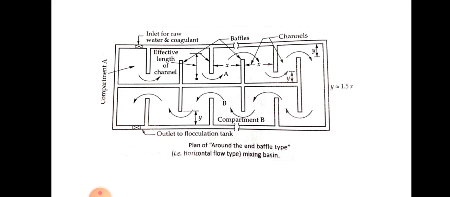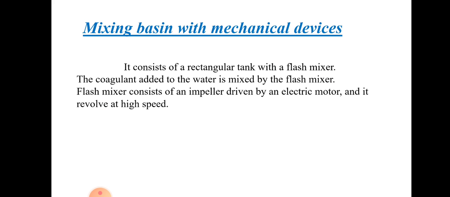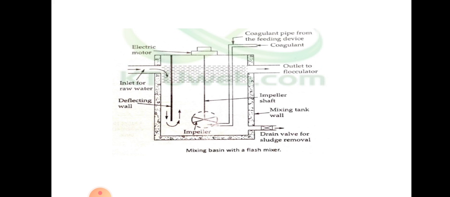to prevent the formation of deposits. In the case of basins with over and under baffles, the second type, the chemical mixed water will flow over and under the baffles through the channels. So that is a vertical type of mixing basin. Now, coming to the next type, that is the mixing basin with mechanical devices.